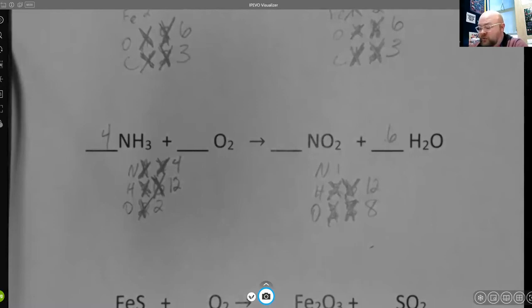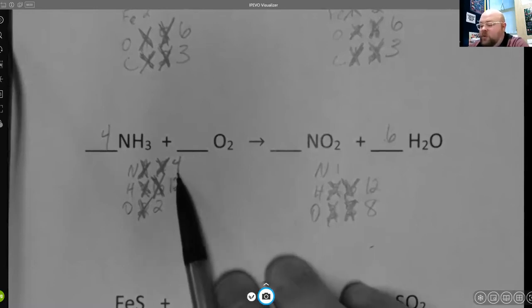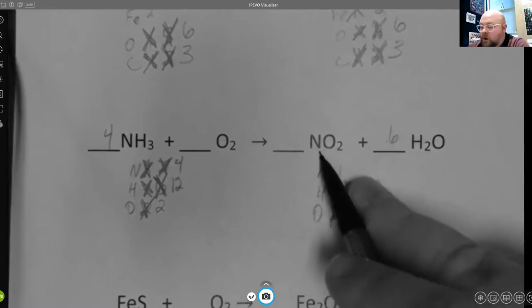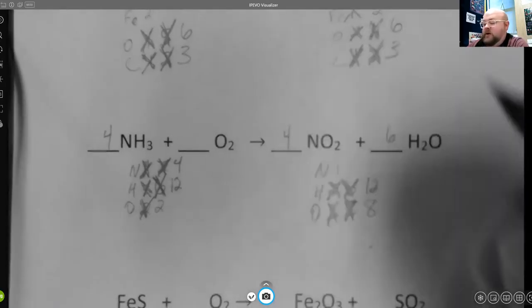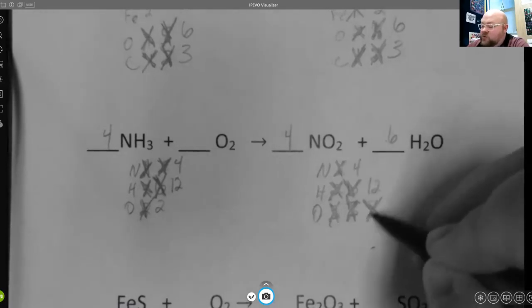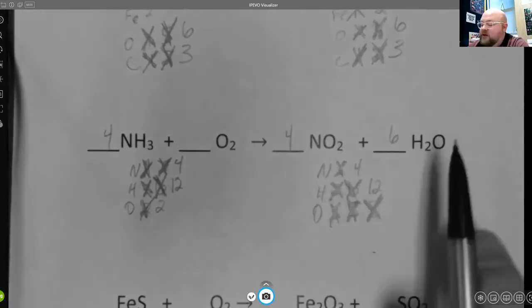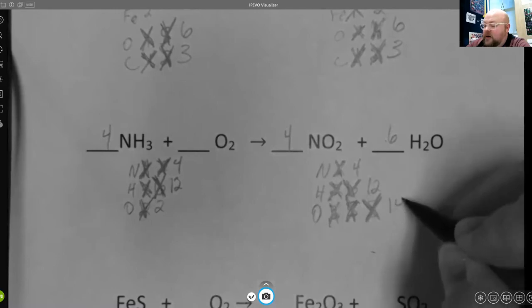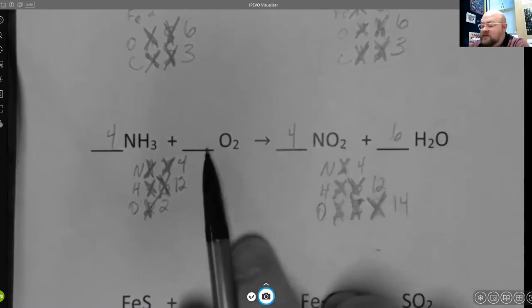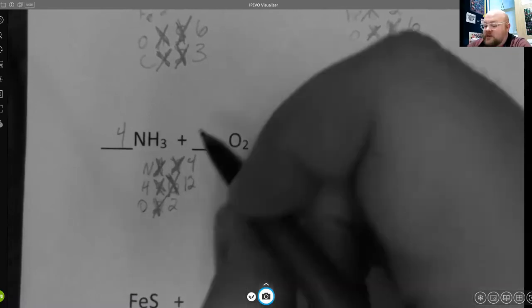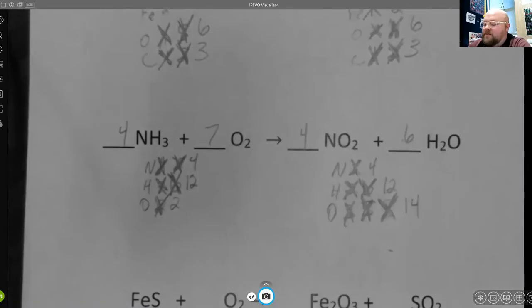The next thing we need to do is figure out a way to make our N's equal. Well, over here we have 4. So this times what is going to give me 4? 1 times 4 gives me 4. So I'm going to put a 4 here. So now I have 4 nitrogens. Now this does affect my O's once again. 4 times 2 is 8 plus those 6 more. So 8 plus 6 is 14. Okay, I have 14 O's. All that's left is this blank right here. 2 times what's going to give me 14? Well, 2 times 7 is going to give me 14.